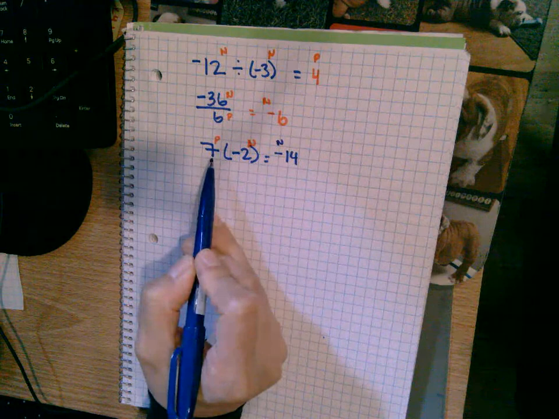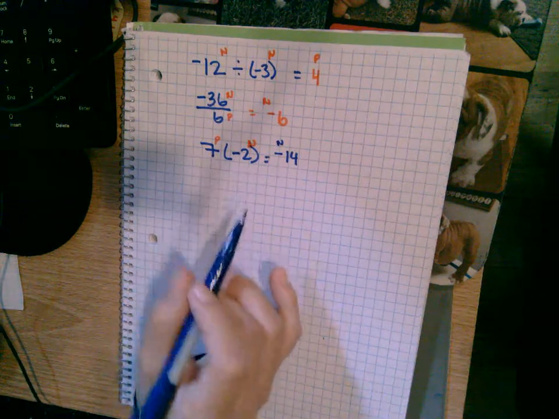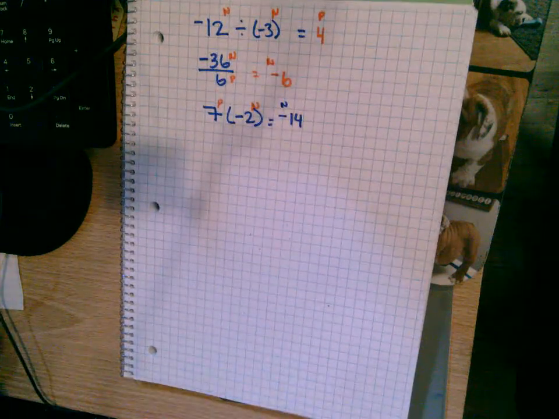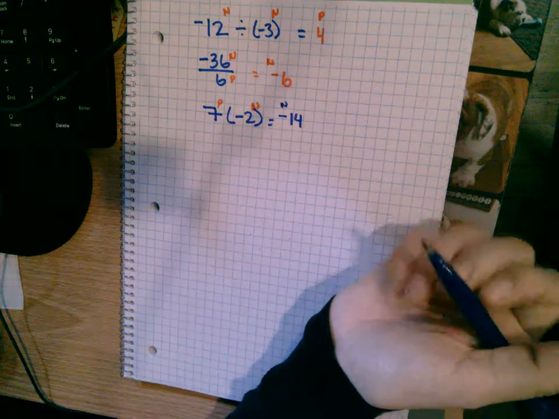I know you have more positives, but that's not the rule for multiplication and division. Multiplication and division are completely different than the adding rules. And we haven't even talked about subtraction. We won't talk about that until a couple days from now.